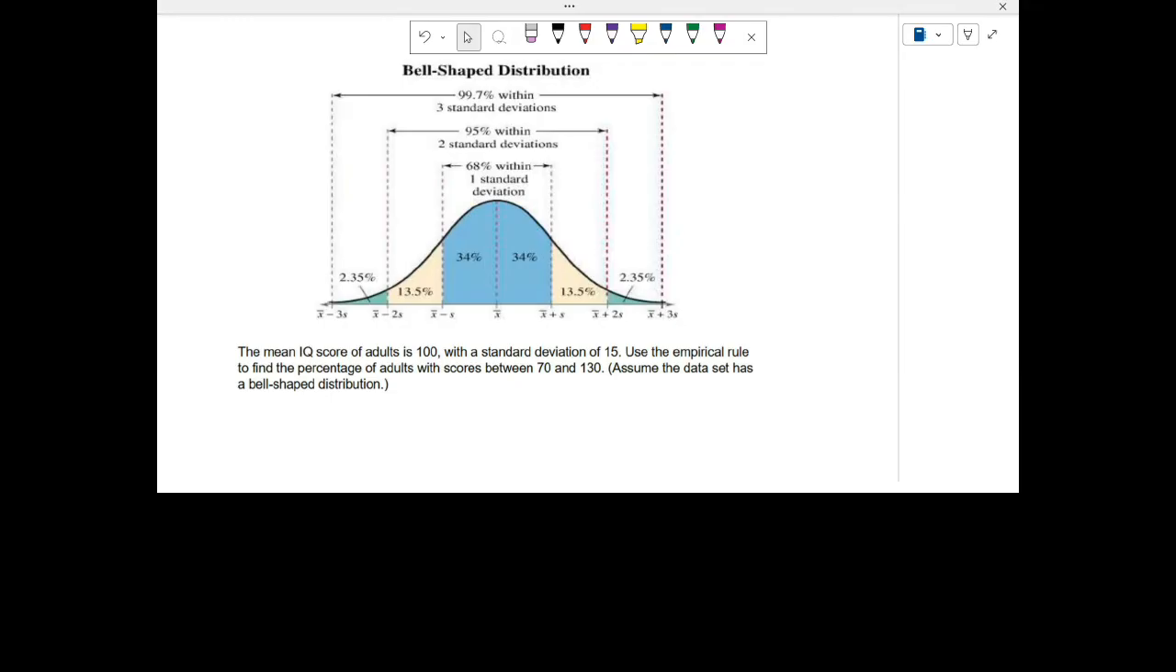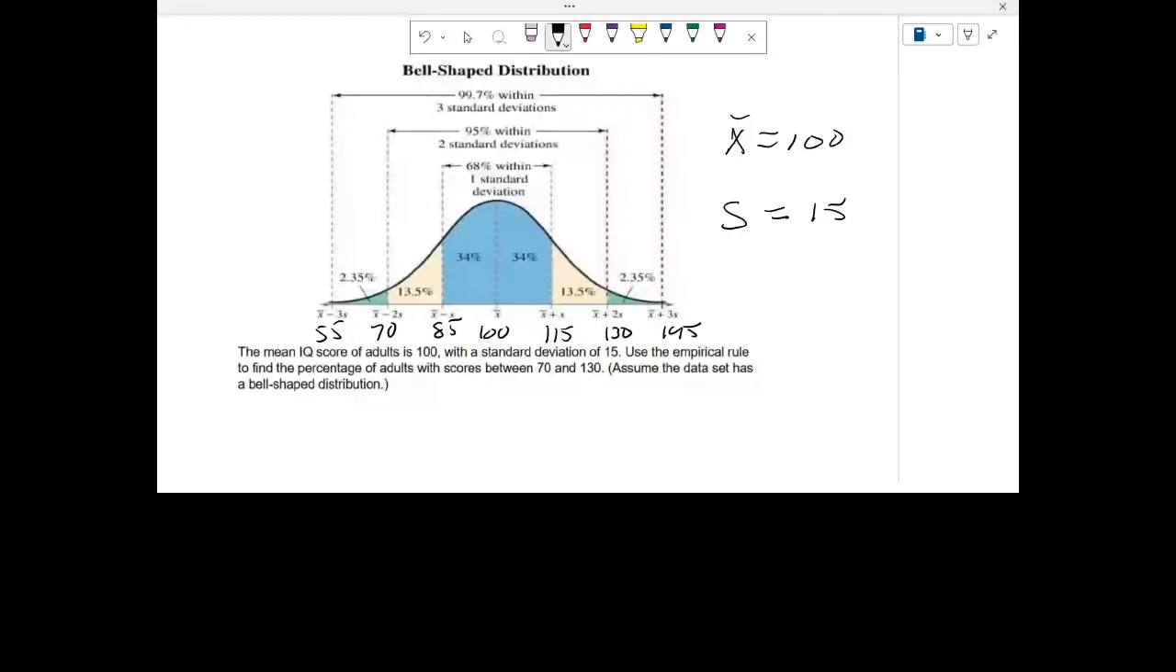Let's take a look here. The mean IQ score of adults is 100. First thing I'm going to write, my X bar is 100, with a standard deviation of 15. We start adding: 115, 130, 145. Now we start subtracting: 100 minus 15 is 85. Subtract 15, 70. Subtract 15 again, 55.